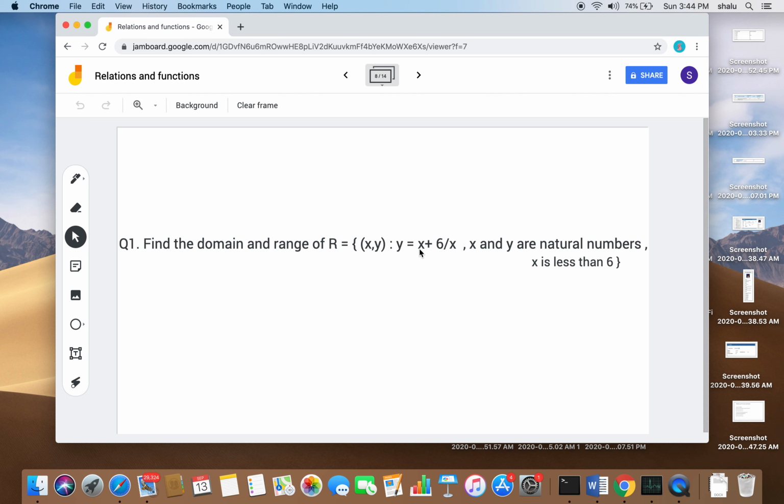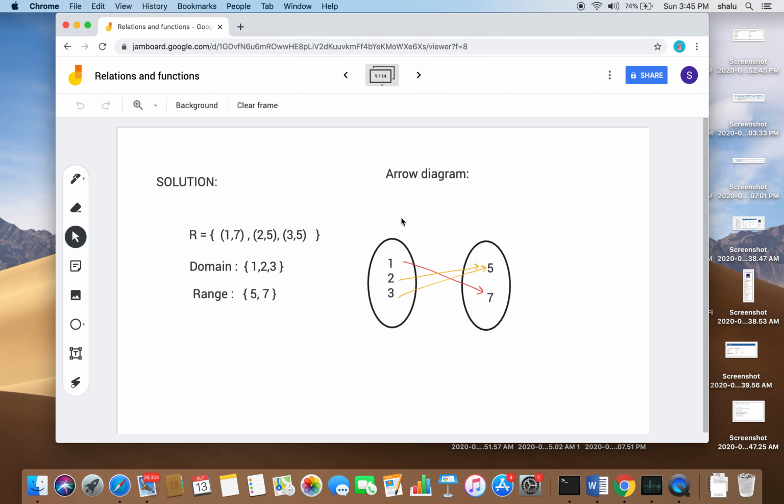What do we get as y? When we put x equal to 1, we get y equals 7. When we put x equals 2, we get y equals 5. And the last, when we put x equals 3, we get y equals 5. So we get 3 ordered pairs in this relation.